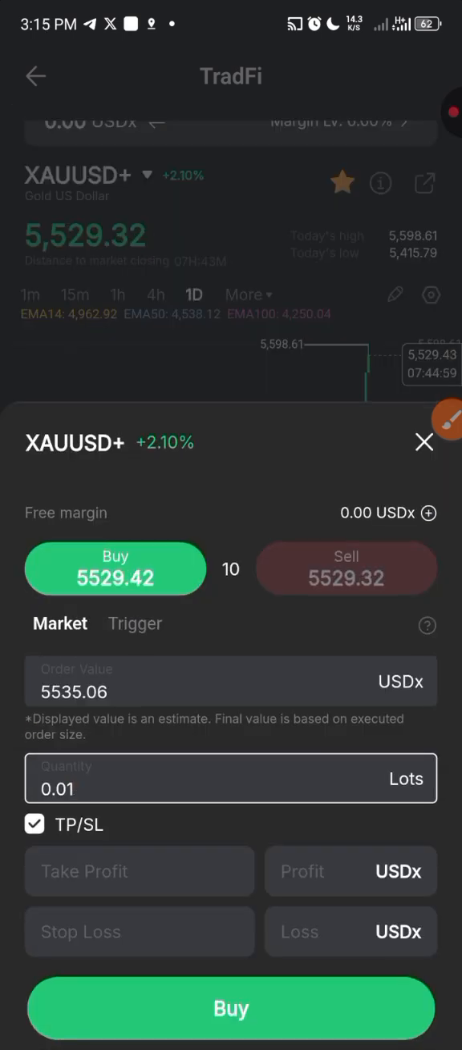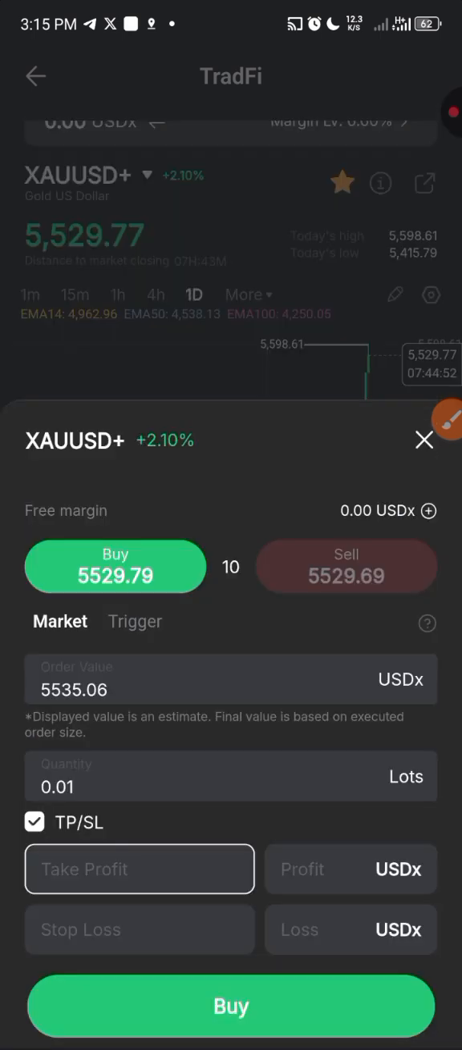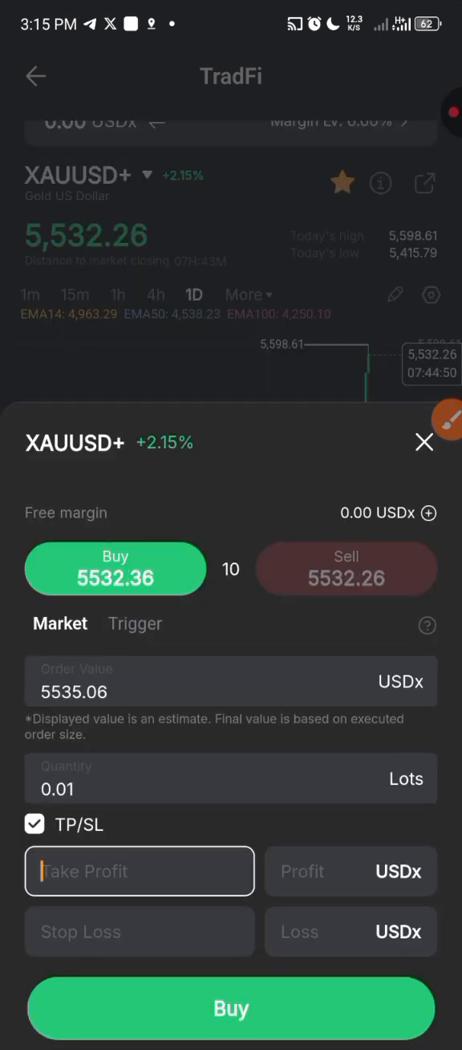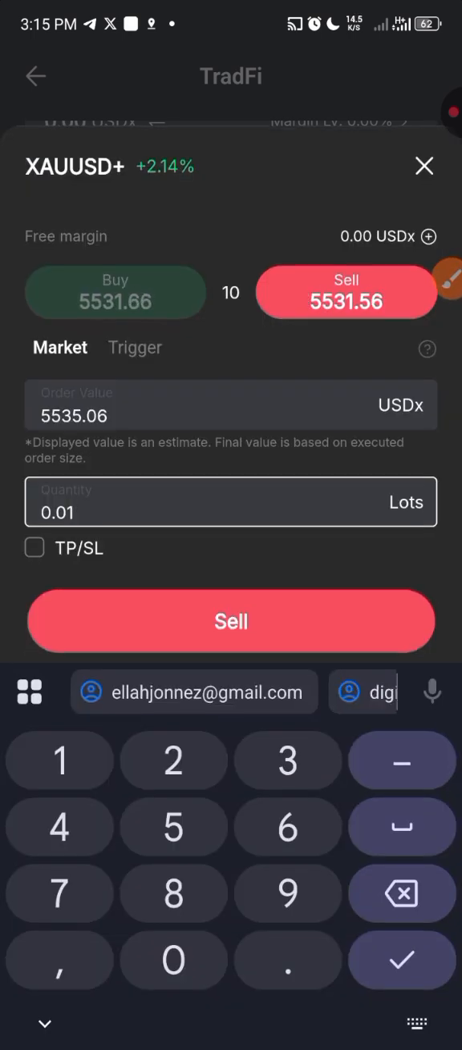So this is just how you enter your trade. You put your stop loss right here, and then you put your take profit right here. Once you're done, you click on buy. You understand? So ensure you always put your stop loss and your take profit before you click on buy. Same thing also with the sell. If you want to sell, you click on the sell button, and then you've just switched from buying to sell. You set your parameters and you enter the sell.